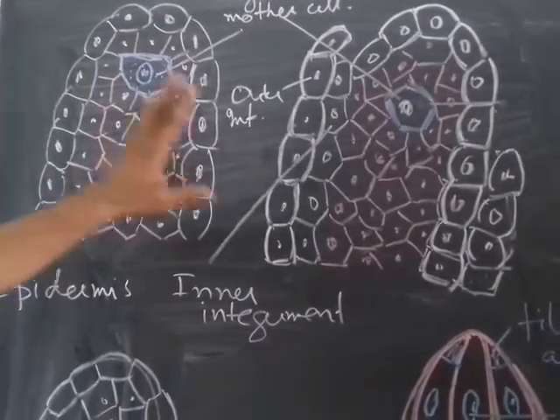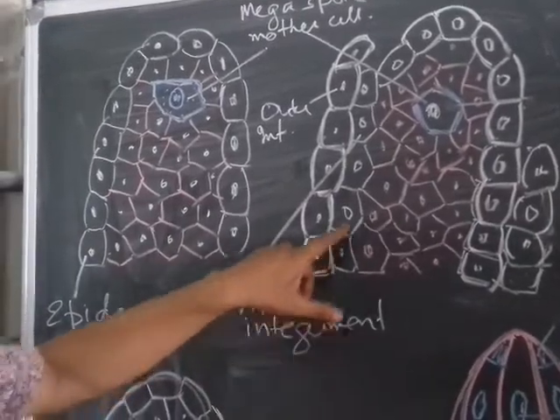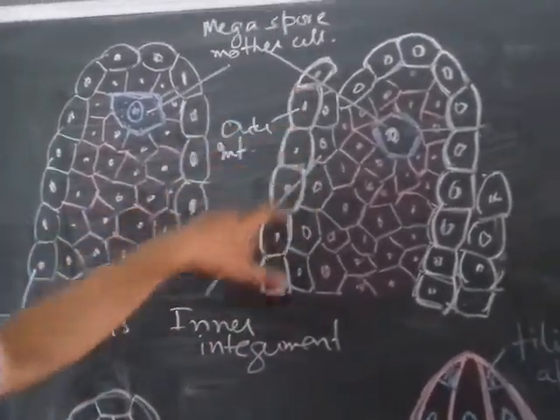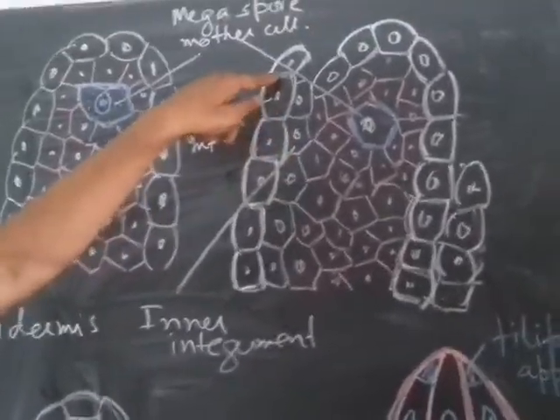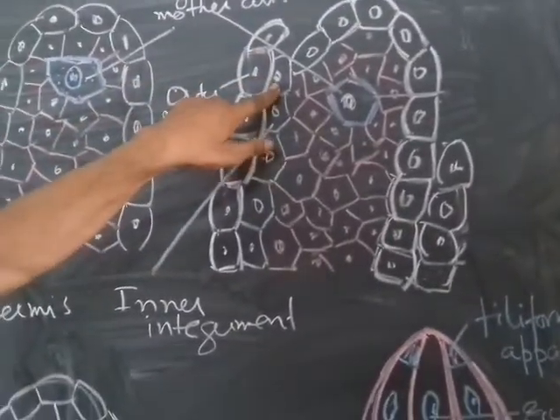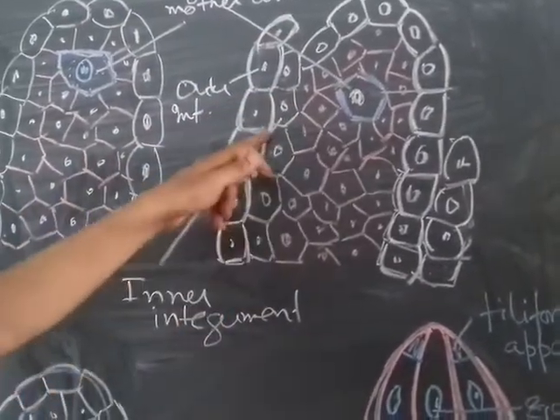Now, how the development of the ovule takes place: here you can see that the outer parietal cells form the integument. The outer integument cells divide a little bit faster than the inner integument cells, so they are generally longer. The inner integument cells are shorter.